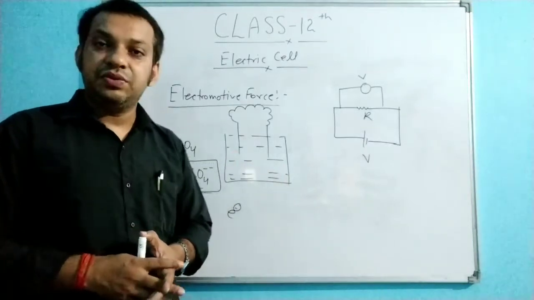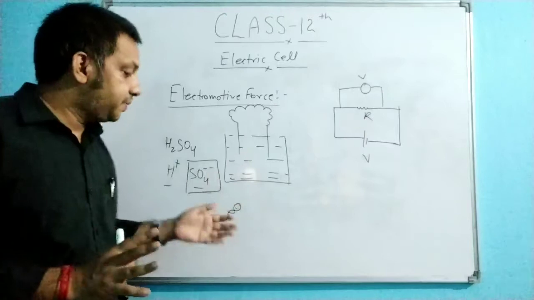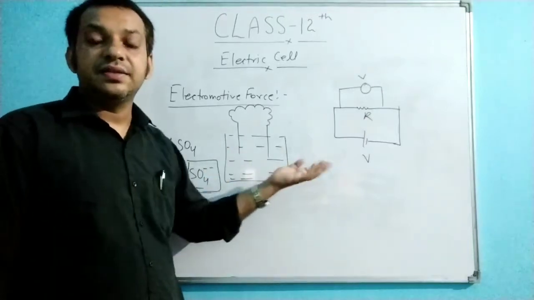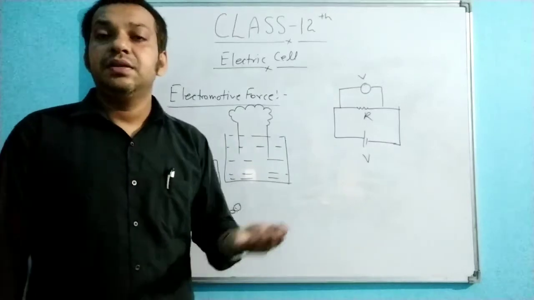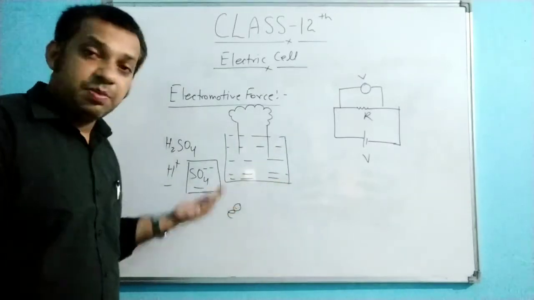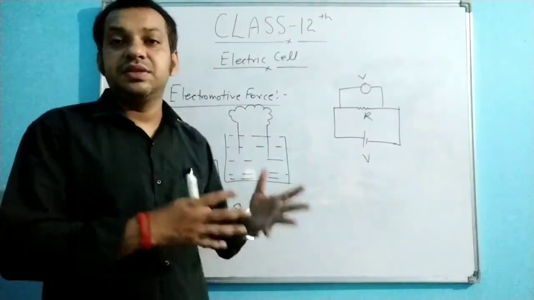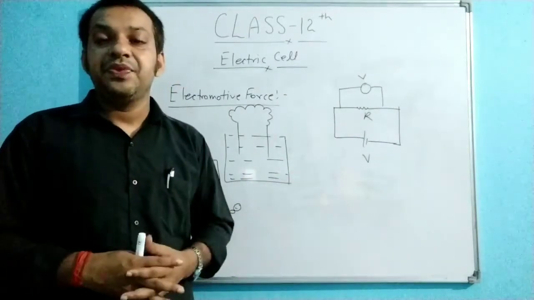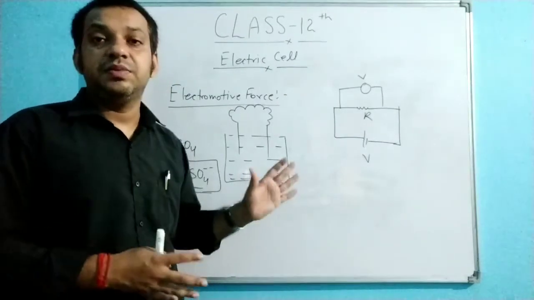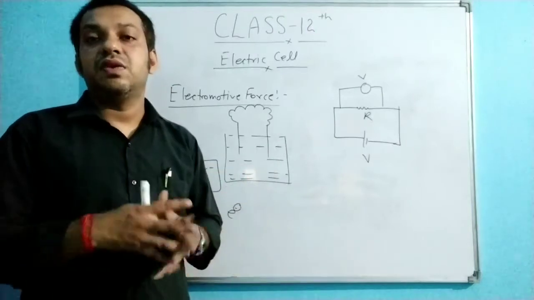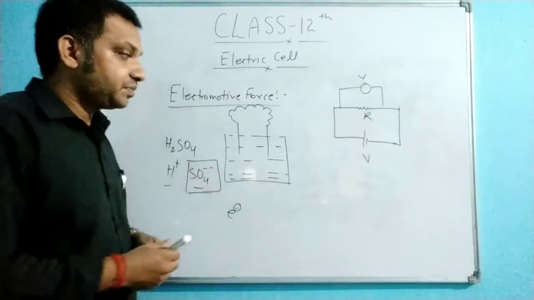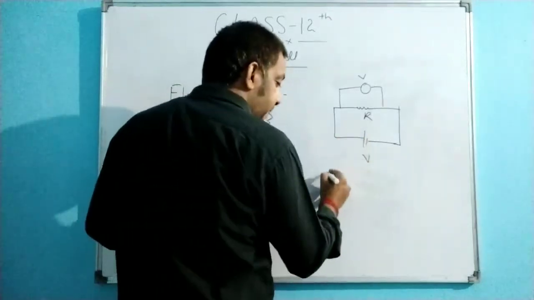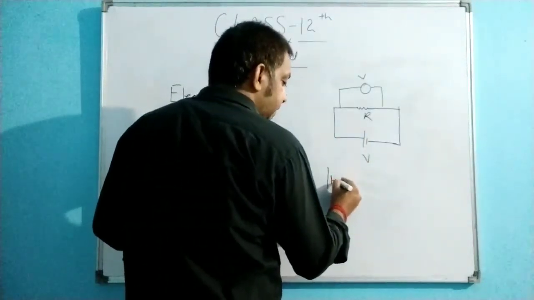So what is the concept of internal resistance? Because the ions are moving inside the cell, they experience an opposing effect, and because of this opposing effect, some energy of the cell gets lost. That energy is lost because of the internal resistance offered by the cell. That is why a cell is represented like this.